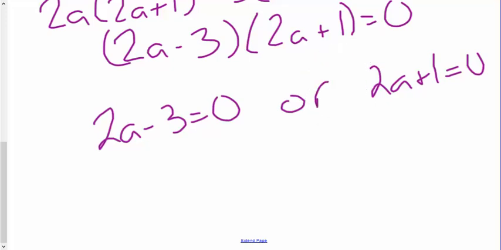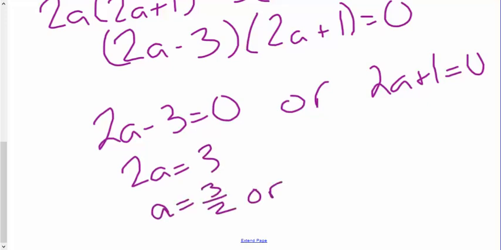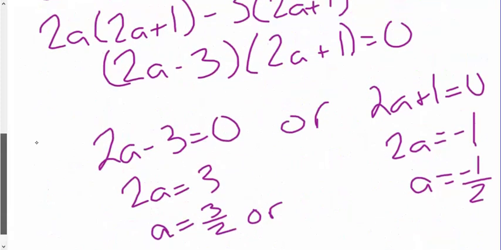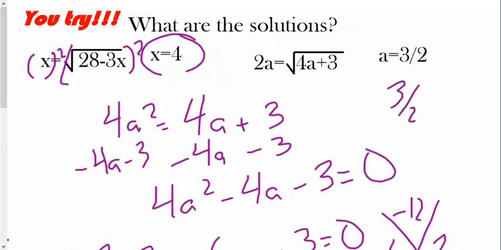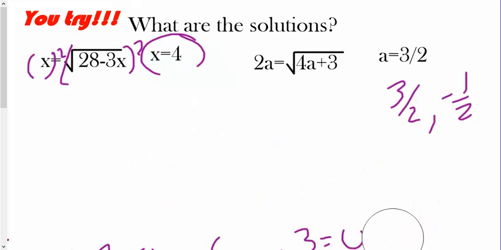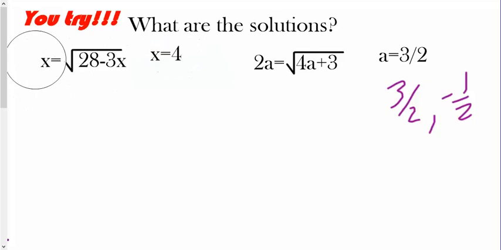Okay, so that means 2a equals 3, or a equals 3 halves, or 2a equals negative 1, which means a equals negative 1 half. So I plug these back in. I'm going to rewrite them up there as 3 halves, comma, negative 1 half. And again, I'm not writing that as a point. It's just my way to rewrite it so I remember, and I don't have to scroll all the way down.